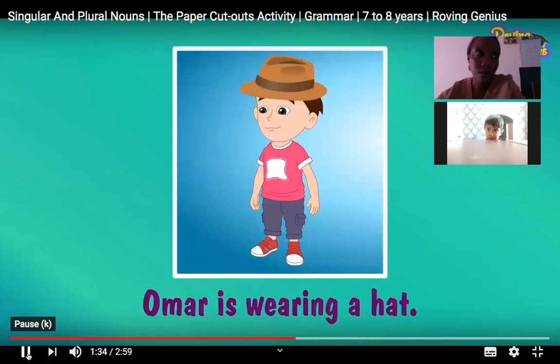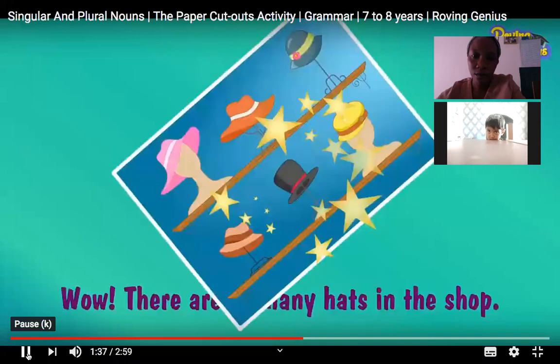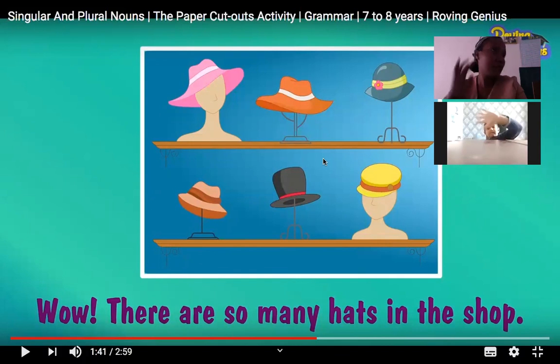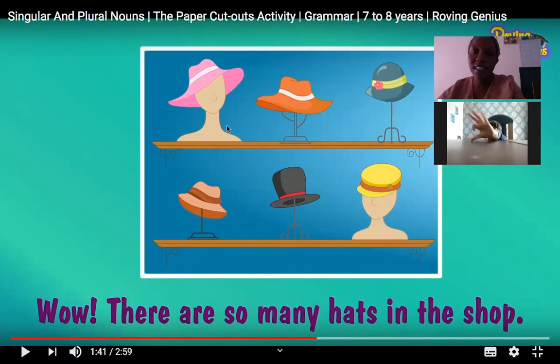Umar is wearing a hat. Wow, there are so many hats in the shop. Okay, so in one, we said Omar was wearing a hat, and these are a lot. What do you call these when they're a lot? Let's count them together. How many are they? 1, 2, 3, 4, 5, 6.